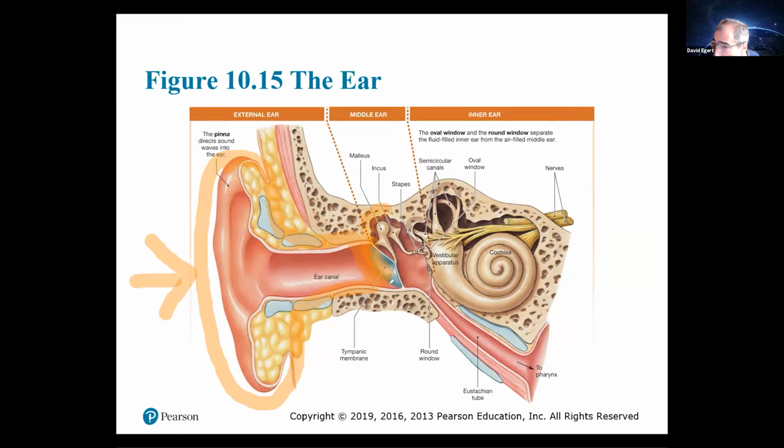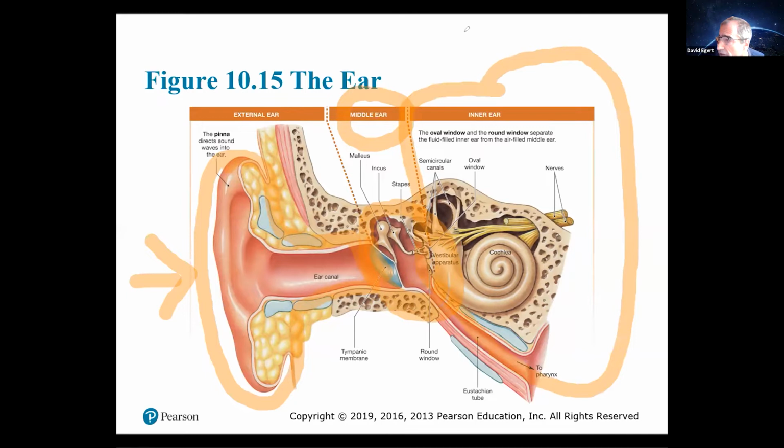When it enters, here's the middle ear. You can see it, they say middle ear. The middle ear is going to be this little conversion where the air vibration is going to ultimately get converted into a fluid vibration for the inner ear. The inner ear is where the actual transduction happens. This is where the hair cells are. But all of that stuff is in fluid, and we're going to talk about endolymph and perilymph.